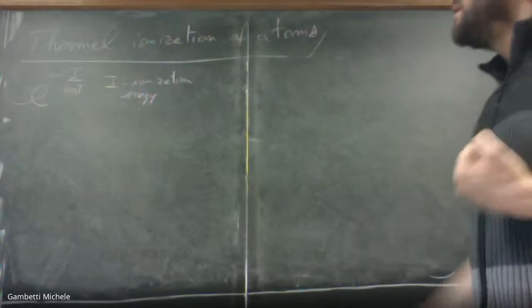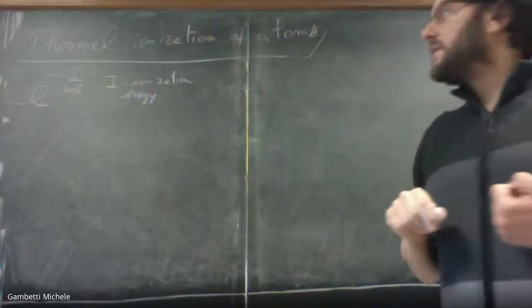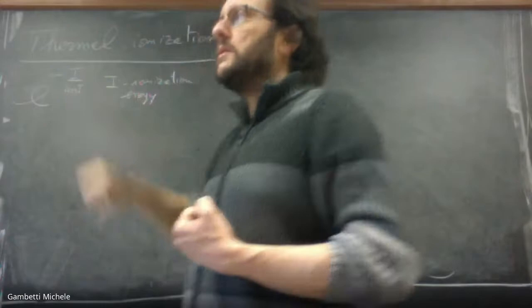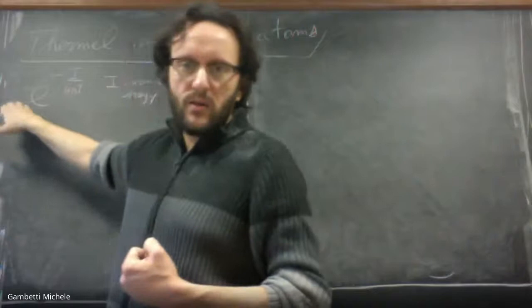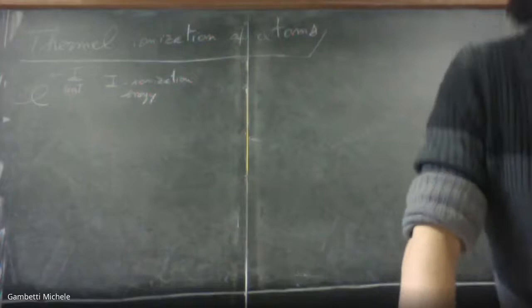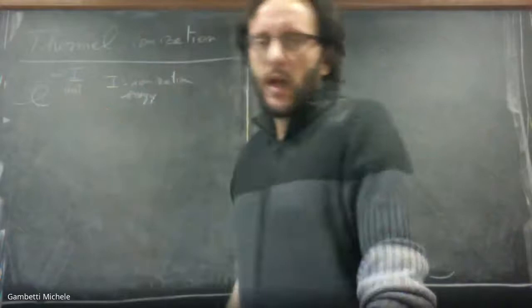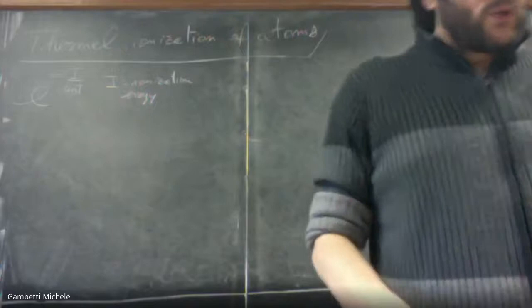In any case, what we will find is actually that the number of atoms which are ionized is not so suppressed. So it has an exponential suppression, this is correct, but we can compute actually that there is an additional factor here that depends on the pressure that provides a significant amount of ionization even at the low temperature, or let's say even at the temperature which is much less than the ionization energy. Okay, so we will try to do this calculation.